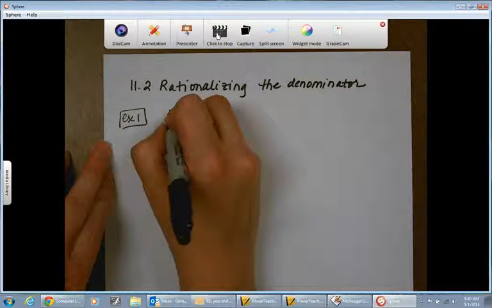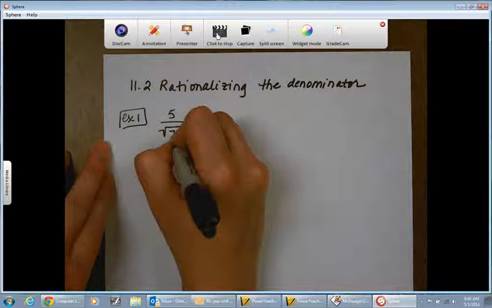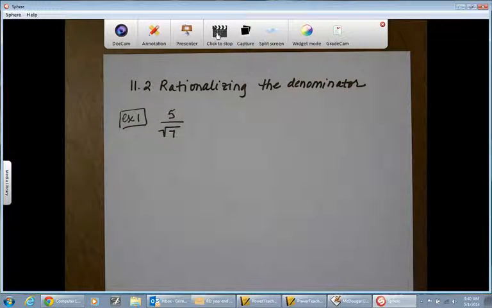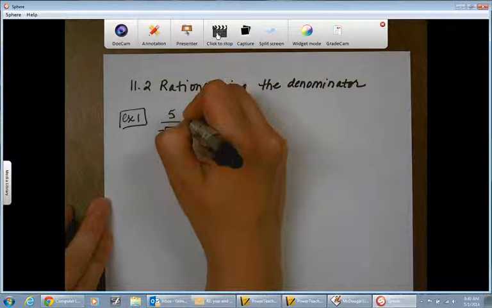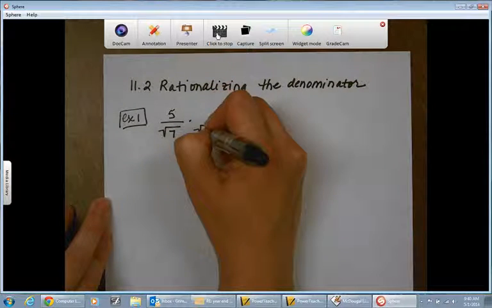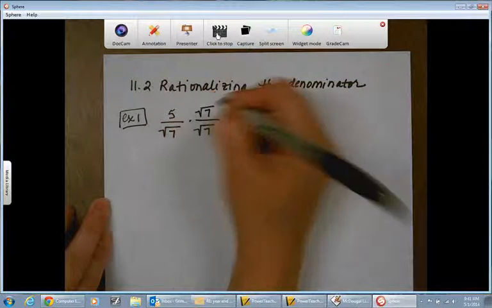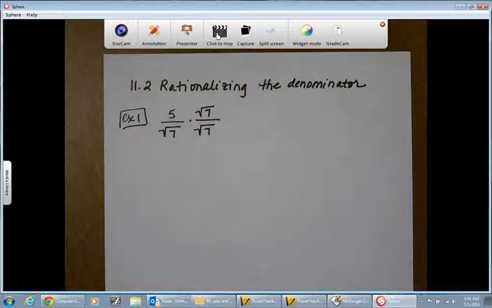Alright, so if you have 5 over the square root of 7, that's not simplified because you can't have the radical in the denominator. What is always legal to do is multiply something by one whole. If I wanted to, I could multiply this by 3 over 3, but that wouldn't help. I can multiply by anything I want. So what I'm going to choose to multiply by is the square root of 7 over the square root of 7, because anything over itself is one whole. So I didn't change the value of this at all.